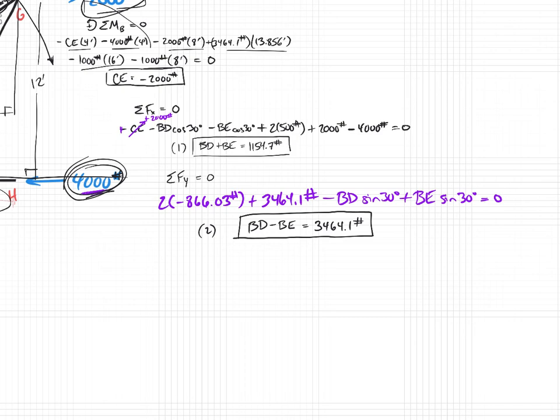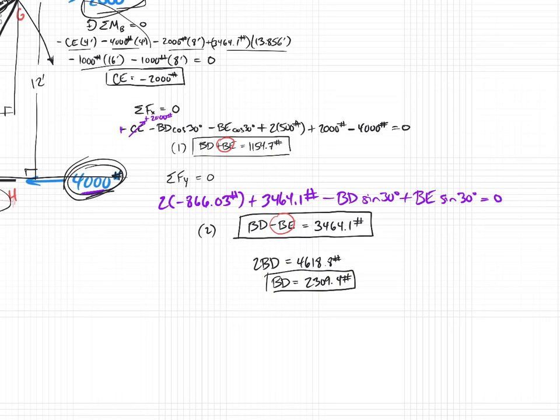Okay. And again, if you watched the section from earlier, I noted that if I add these equations, this positive BE and this negative BE are going to cancel. So in this case, rather than doing my usual substitution, I just add them, because then I get 2BD equals, what do I get, 4618.8 pounds. So if I solve that, I get BD equals 2309.4 pounds.